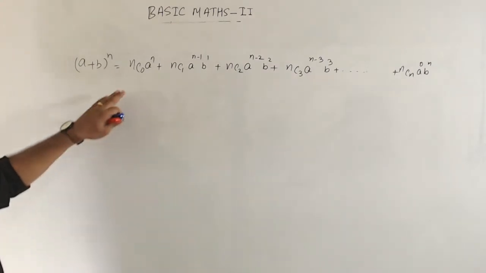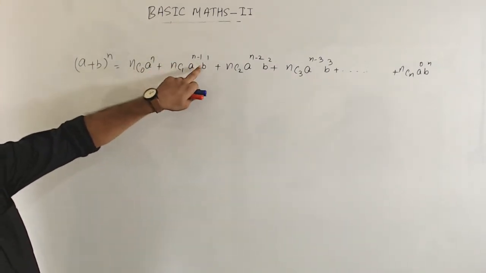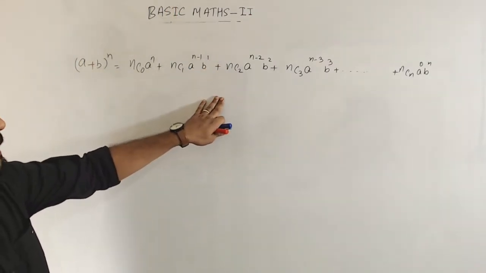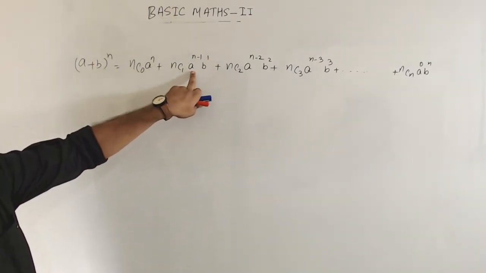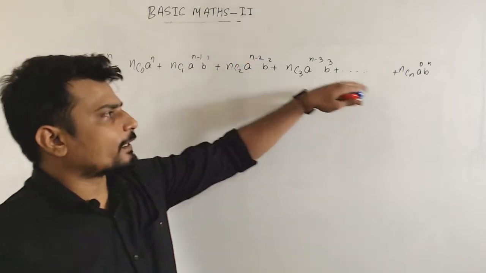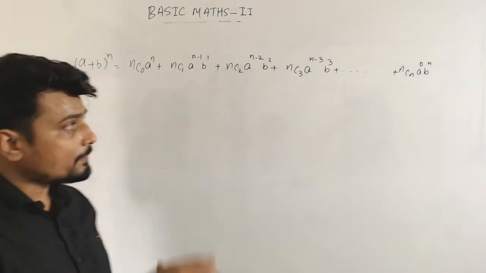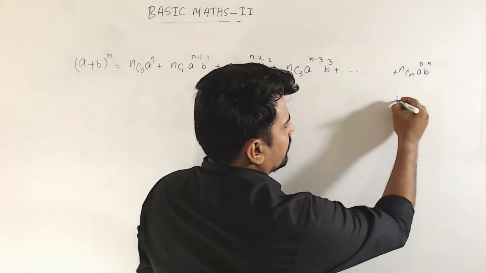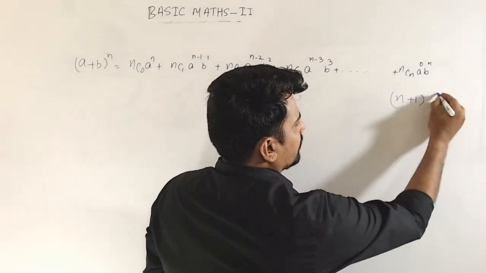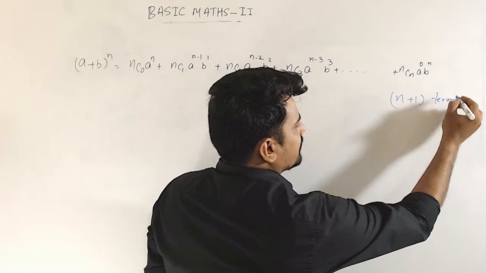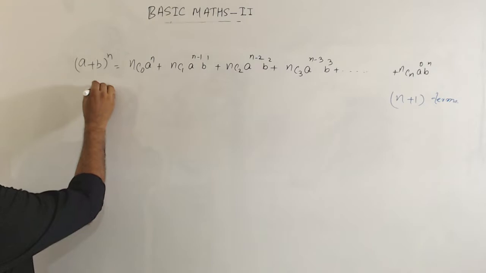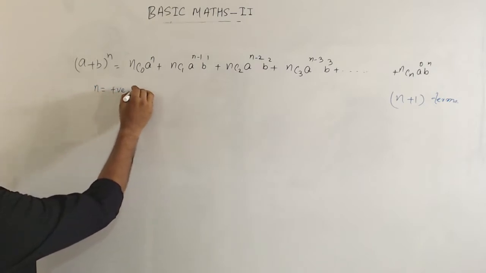Now one thing you can notice: the power of a is decreasing by 1 unit, whereas the power of b is increasing by 1 unit. So overall the sum of the powers of a and b is going to be n itself. And if I look at the number of terms in this entire expansion, that is going to be n plus 1. Well, this is valid for n as a positive integer.